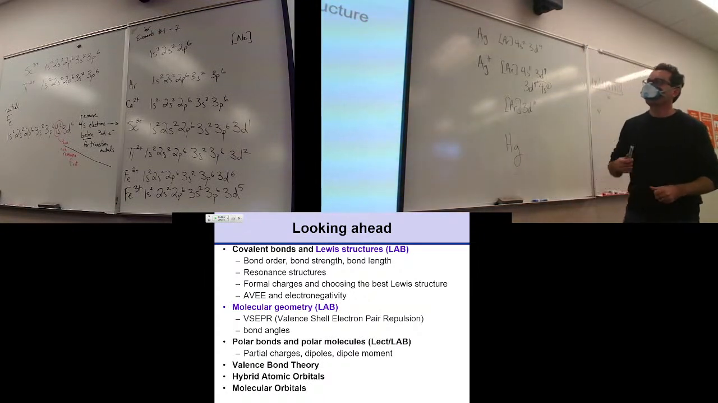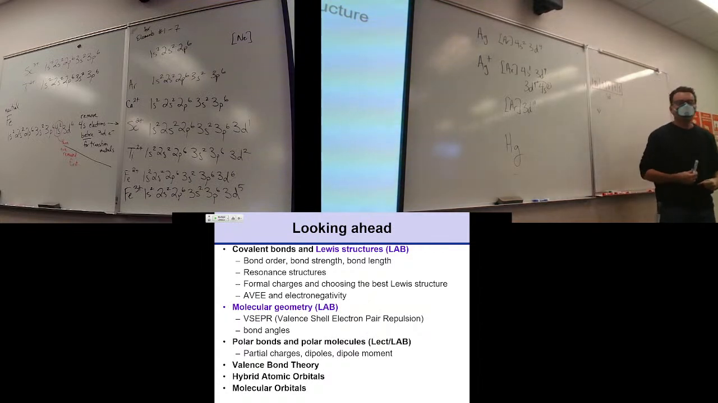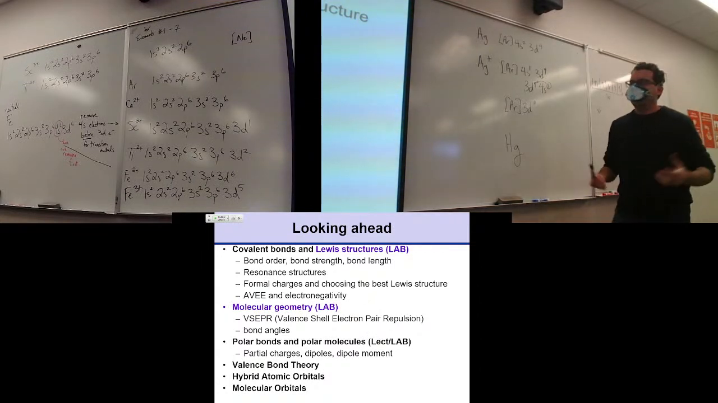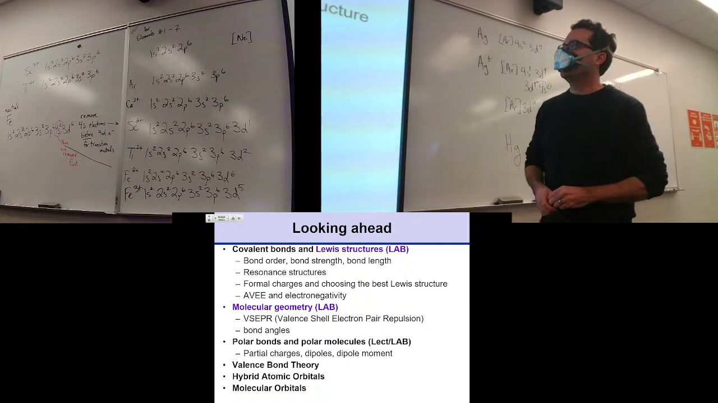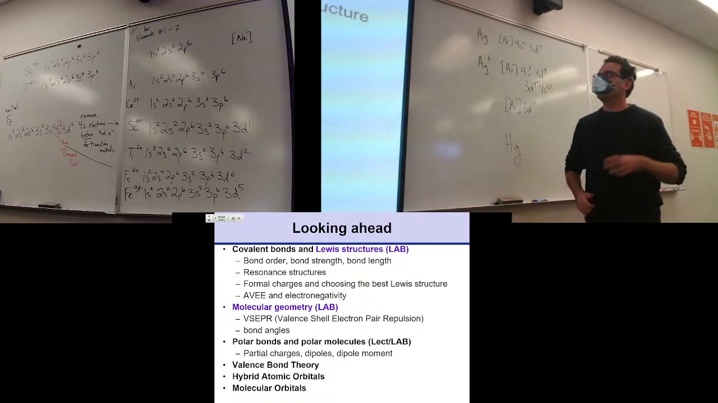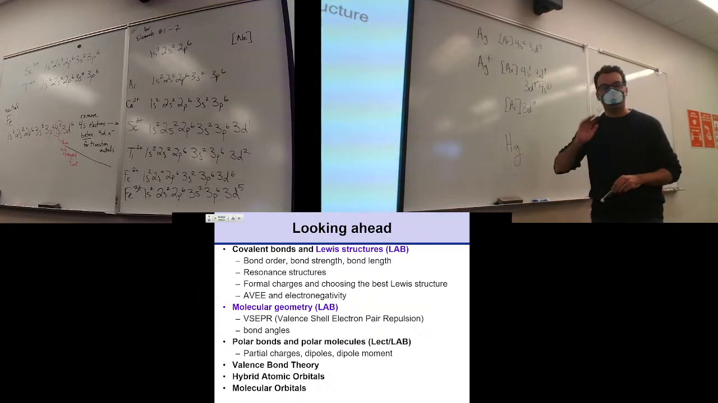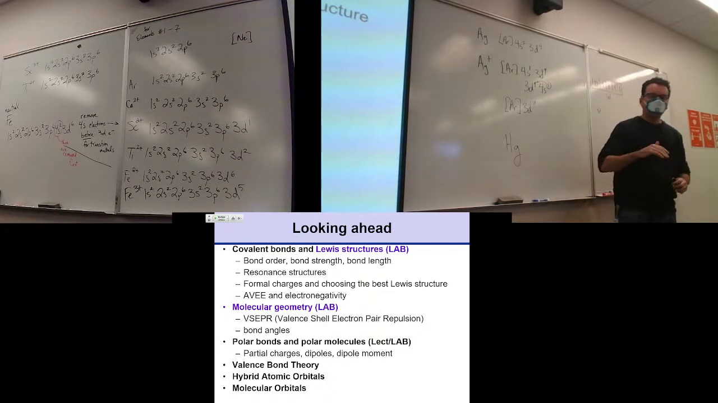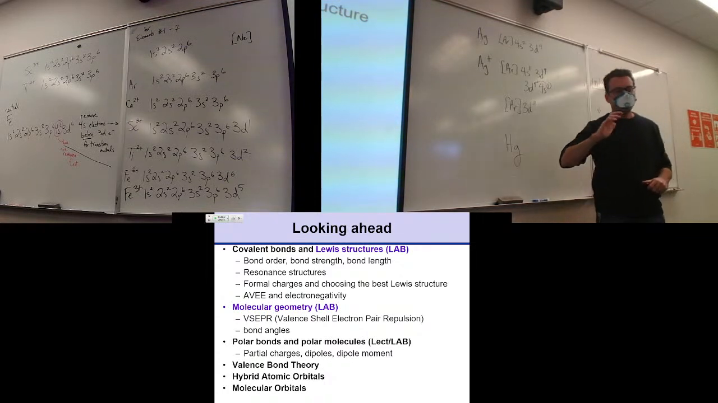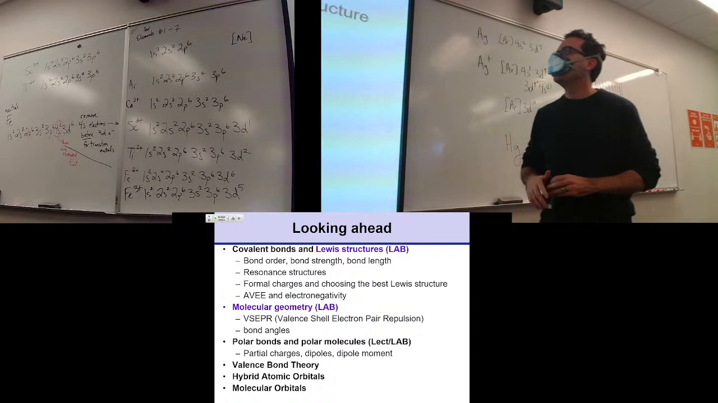So we're going to start with covalent bonds. That's, I guess, what people think of when they think of chemistry. And we'll do Lewis structures. There's going to be a whole lab devoted to Lewis structures. So if we go over it casually in the lecture, you're going to get a lot of it in the lab. So don't worry.